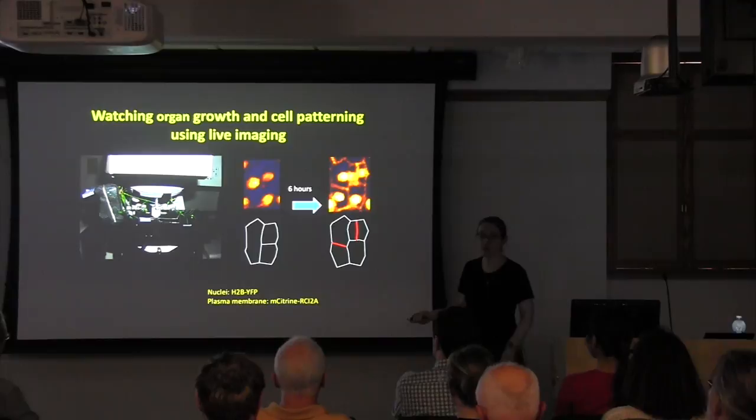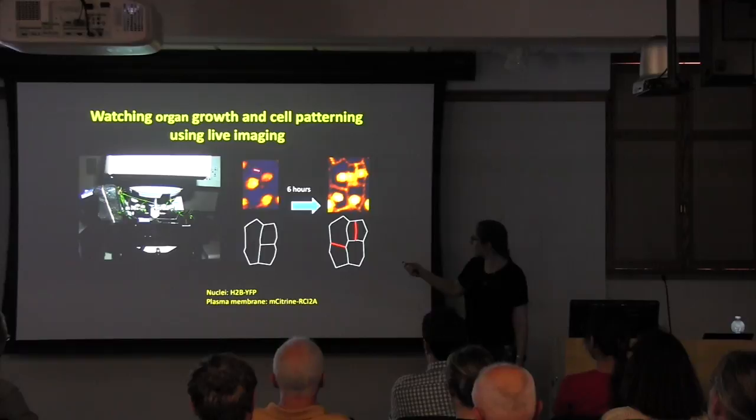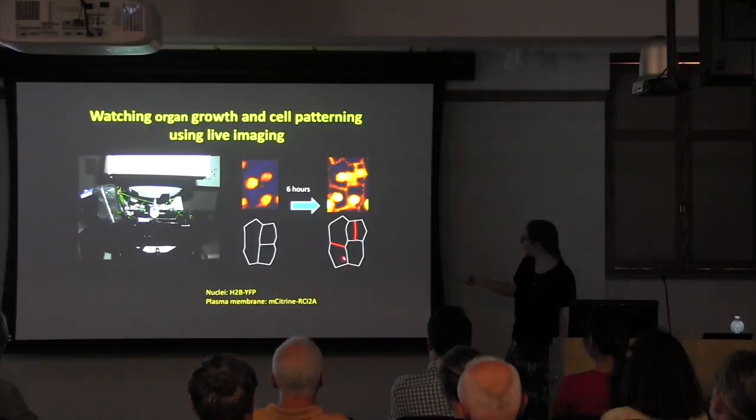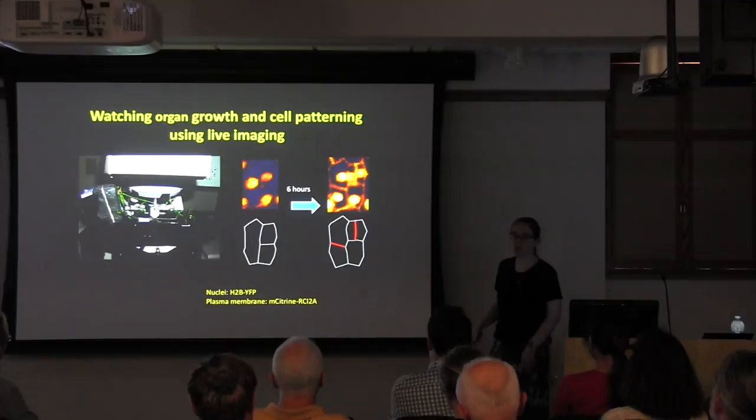And here's just an example of a few cells. We've got the nuclei marked in gold, and the plasma membranes are really faint, and they're also in gold. And you can see there's three cells here. And 6 hours later, this cell has divided to make two cells here. This cell has divided to make these two cells. And this cell has just grown. So we can track what's going on in each of the cells over time.